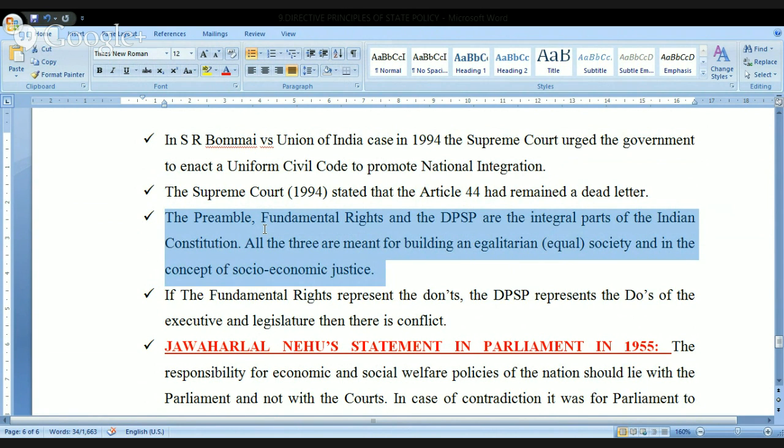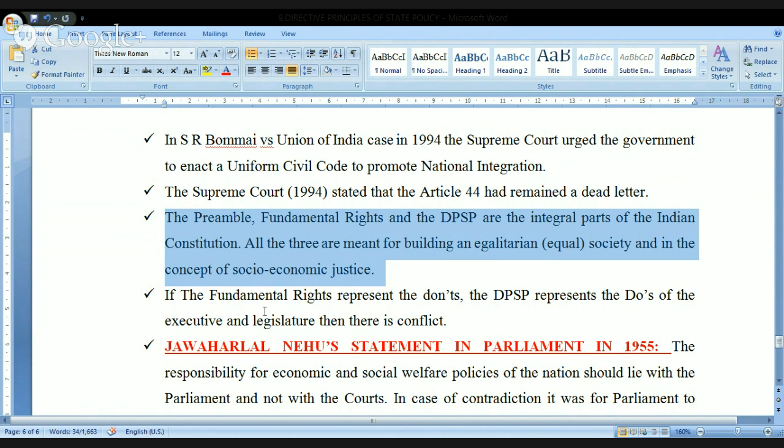Meaning in India, socio-economic justice will come into the picture. The dream will be fulfilled only when we build an egalitarian society, that is the equality in the society. That is possible only when we completely understand and implement the principles of preamble, fundamental rights and the directive principles.